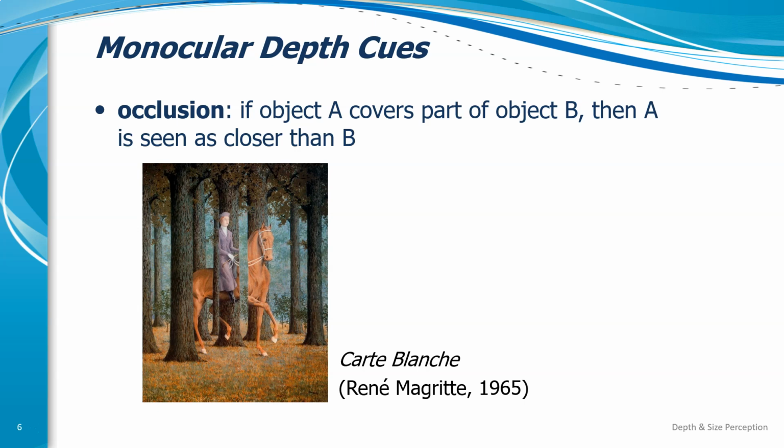If one object covers part of another object, then you know that that object is closer than the other object. What a terrible definition that is. It's easier to see than to define. And of course, this is not an example of that in this painting. It's actually playing with occlusion. It's kind of tough to tell what's in front and what's behind. So this tree looks like it's in front and the horse is behind it, but then this tree is in front of the... It's kind of mind-bending, which a lot of René Magritte's art is.